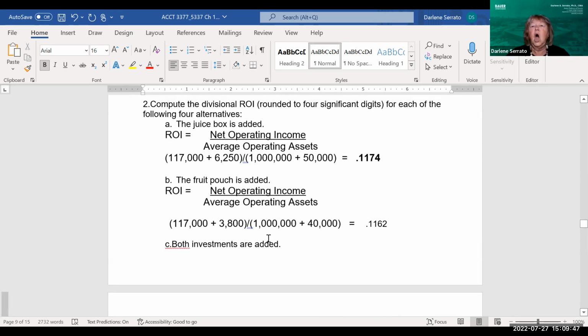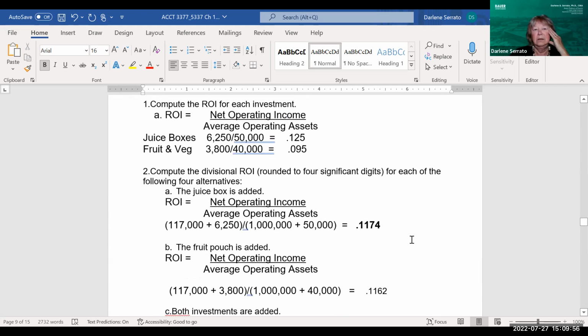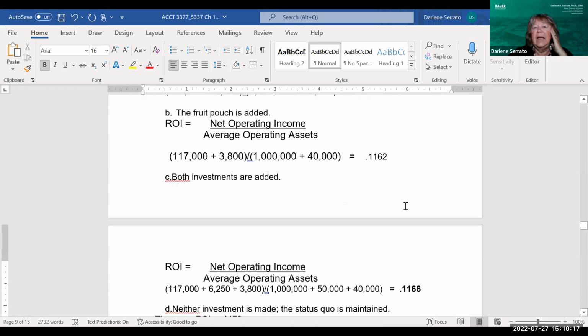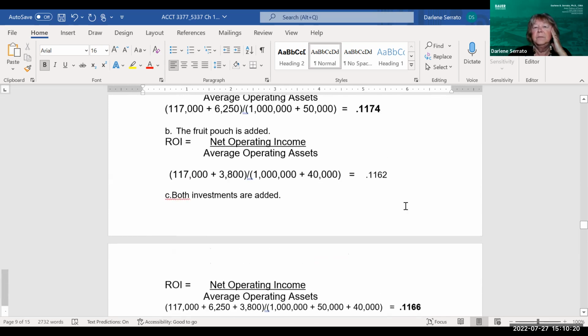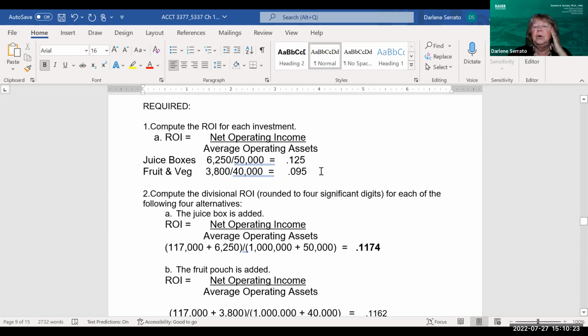Now, all the other alternative does have a positive ROI, 0.095. So this is an instance where you have to be worried about competition, that you're doing something that's good for your division only and not considering the effect on the company as a whole. Okay, so they both are viable alternatives because they both have a positive ROI.